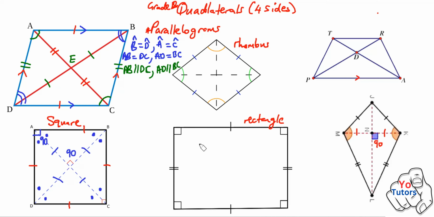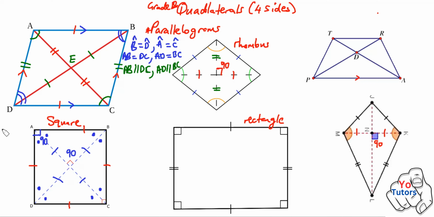Now, let's jump to a rhombus. A rhombus, I could say, is more of a twisted square. Why am I saying that? Because you can see that all the sides are equal. But what you also need to understand is that the diagonals meet at 90, but they are not equal. It's only special for the square that the diagonals are equal. In this case, the diagonals are not of the same size.